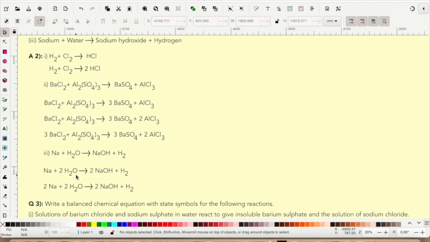Let us see oxygen atoms. On the left hand side there are 2 oxygen atoms. On the right hand side there are 2 oxygen atoms. So oxygen atoms are balanced. Let us see sodium atoms. On the left hand side there is 1 sodium atom. On the right hand side there are 2 sodium atoms. So we will write 2 before Na to make the sodium atoms 2 on both the sides. Now the chemical equation is fully balanced.